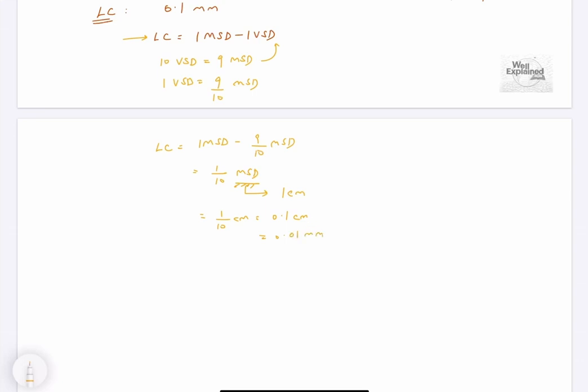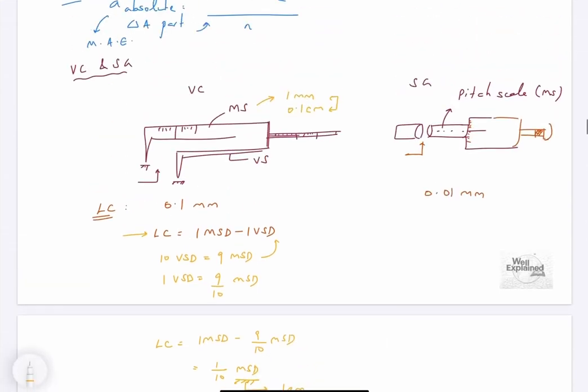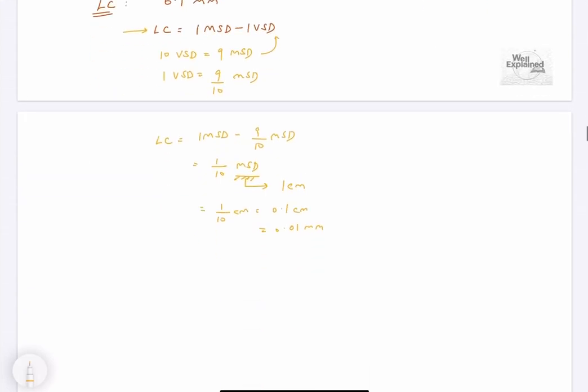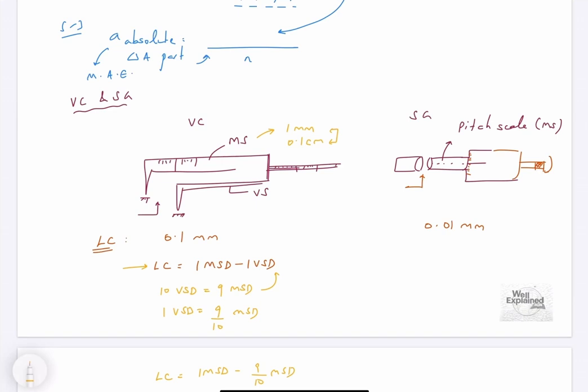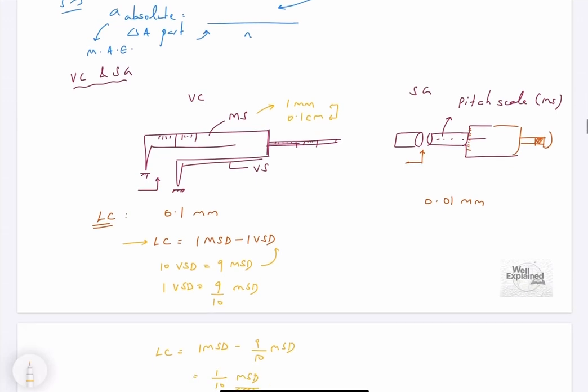0.01 millimeter. Usually you don't get least count in this fashion because the least count of the screw gauge is 0.01. So it's just an example problem. Just don't take this as the actual problem. Well, when we see actual problems, you will get to know what they actually ask.